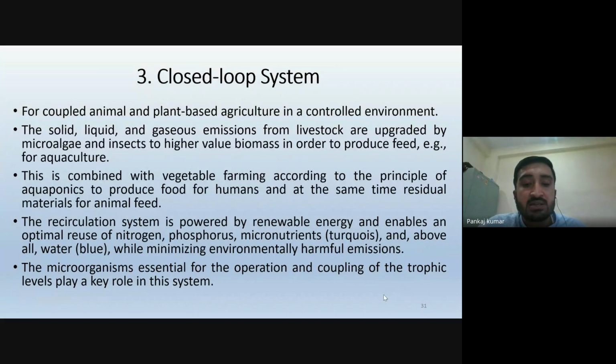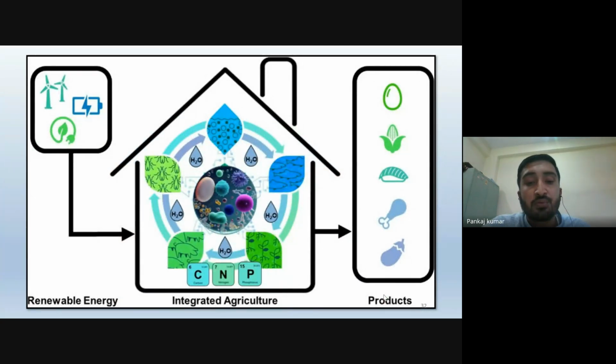The microorganisms, essential for the operation and coupling of trophic levels, play a key role in this system. So here this closed loop system can be maintained. With the help of this integrated agriculture, the agricultural system can be integrated, the product can be utilized, and overall renewable energy is helpful in this.